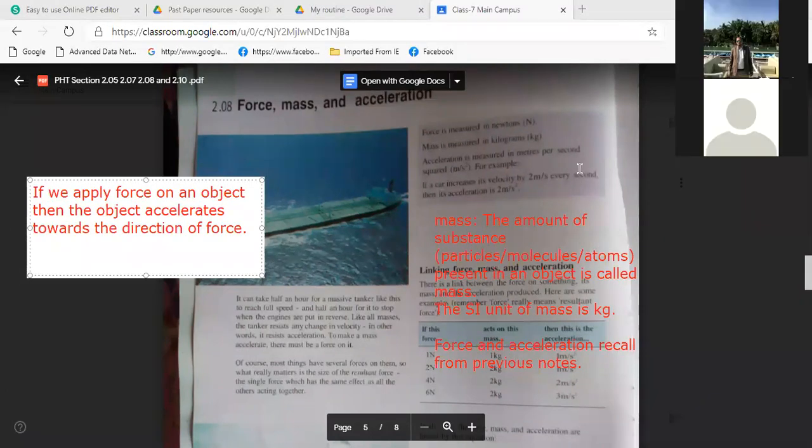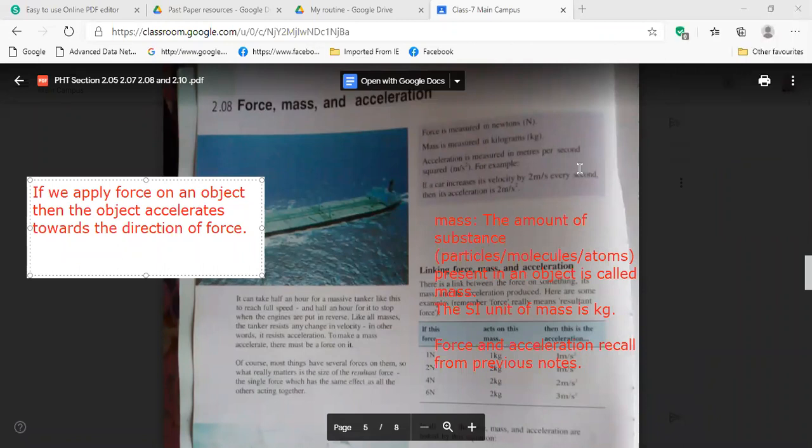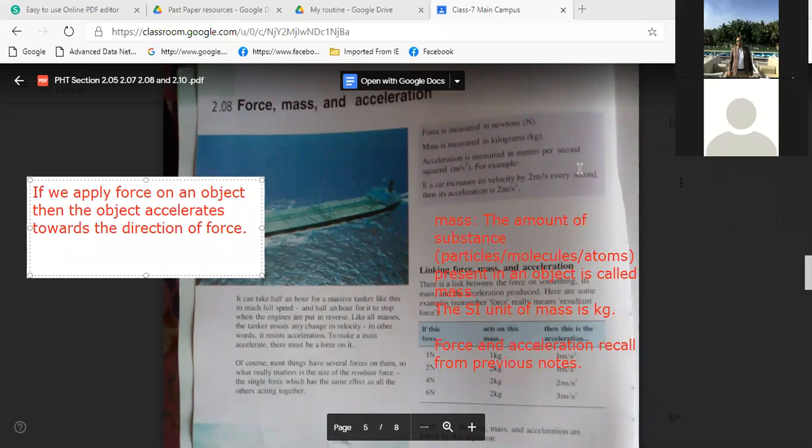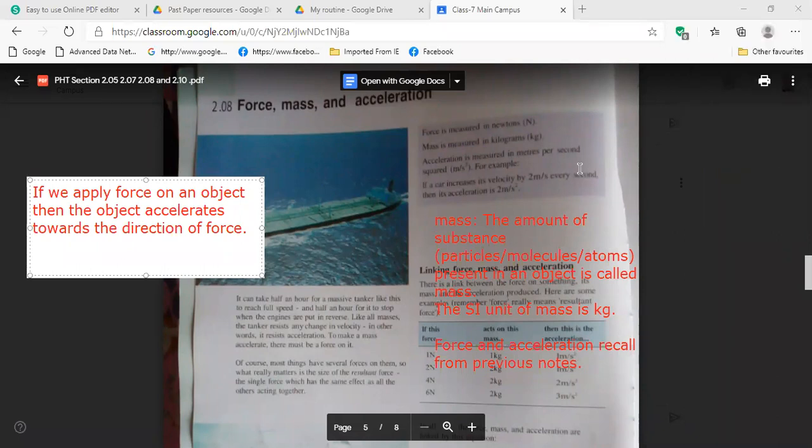If you have two friends, one friend is not that massive, and another friend has too much mass. If you want to pull your friend with heavier mass, then it requires more force, isn't it?